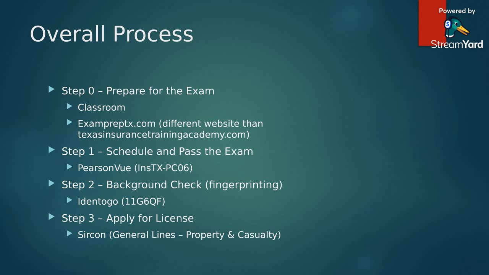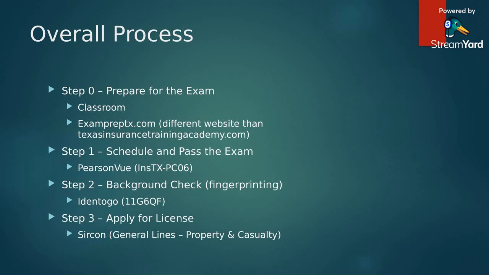Once you have been successful with step 1, you will move on to step 2, which is to initiate a background check with the state of Texas. The only reason you wouldn't need to do step 2 is if you were already licensed with the Department of Insurance. If you've done a background check with the state of Texas previously, unfortunately, that will not help you in this regard. So you will have to go through a company called Identico, and they have a special code for initiating the background check, which is basically done by getting a set of digital fingerprints verifying your identity, but registering online with the code 11G6QF.